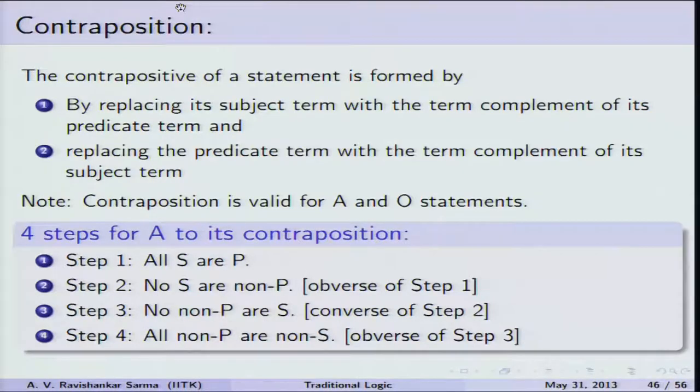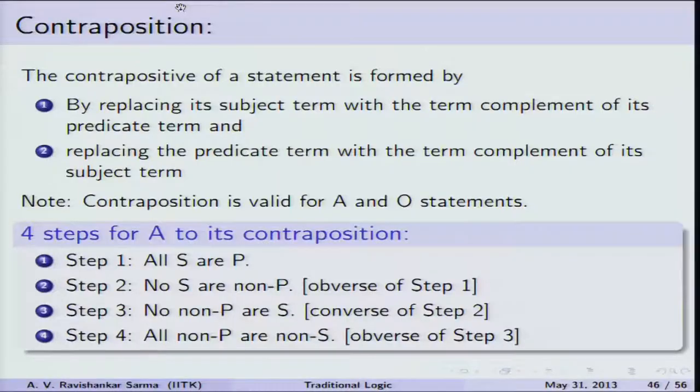There is a third rule, which is called the contraposition rule. Contraposition is formed just by replacing the subject term with the complement of its predicate term, and replacing the predicate term with the complement of its subject term. So it includes two steps. It is like the law of contraposition, where P implies Q means not Q implies not P. So for example, if you have all S are P, there are four steps for A to reach its corresponding contraposition.